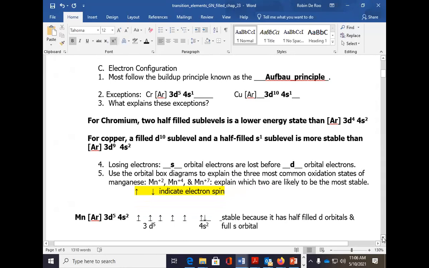Okay, so you can see this is the manganese atom. You have to start from the manganese atom and figure out how to get the Mn plus 2, Mn plus 4, Mn plus 7. And then you pick the 2 most stable.